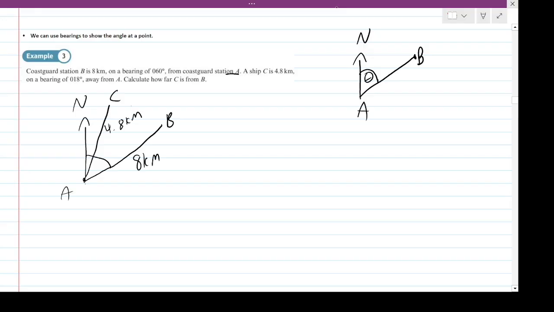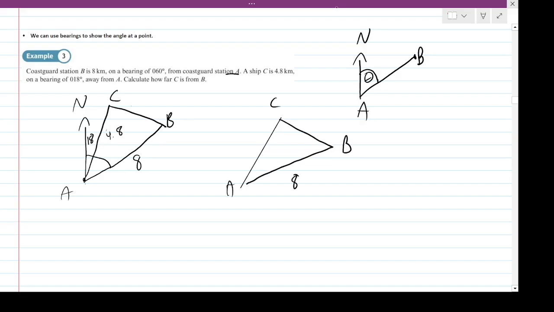Then it's asking to calculate how far C is from B, so it wants this side here. So this is 4.8 and that's 8. This is 18 degrees then, this little wedge between the north line and the line AC. Now, we have a triangle, ACB. AB is 8 kilometres and AC is 4.8, and we want to find this length CB. We can call that x if you wish.